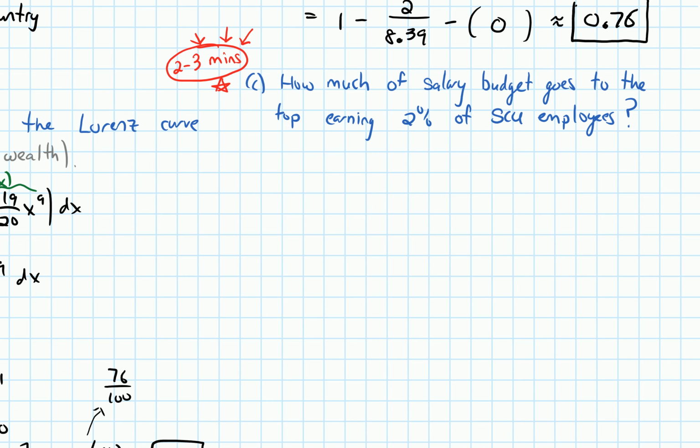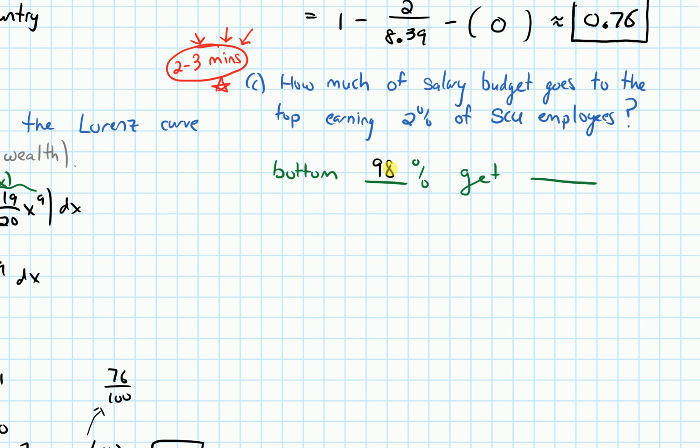All right, so hopefully you did that. Hopefully you paused it for about 2 to 3 minutes. So just like part A, I'm going to need to convert this statement about percentages to a statement like the bottom something percent get something. So in this question, it's talking about the top earning 2% of SCU employees. So I need to convert that to a statement about the bottom whatever percent. So the complement of top 2% would be bottom 98%. That's sort of the other, opposite part to it.